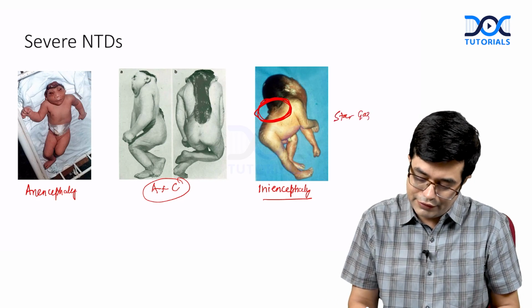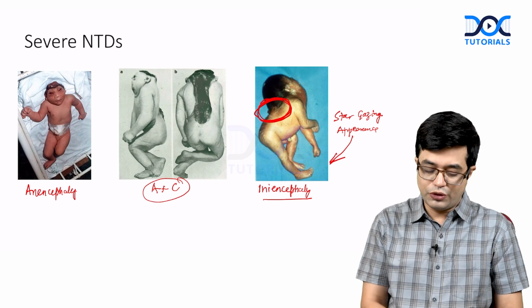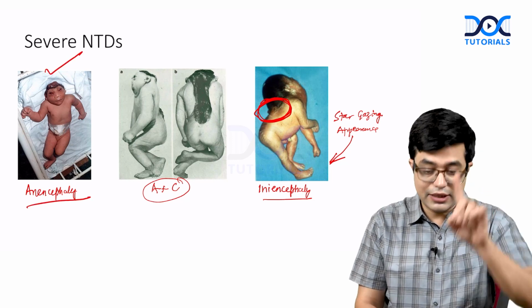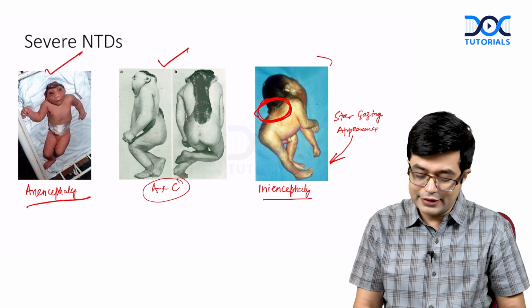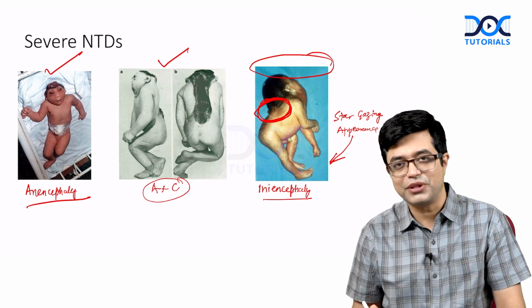All the three are severe neural tube defects. Most of them are not compatible with life. So stargazing appearance in iniencephaly. So you can get question on this. This image has been asked. This image has been asked. This image not asked so far. Maybe it would be a fresh question for you in the future.